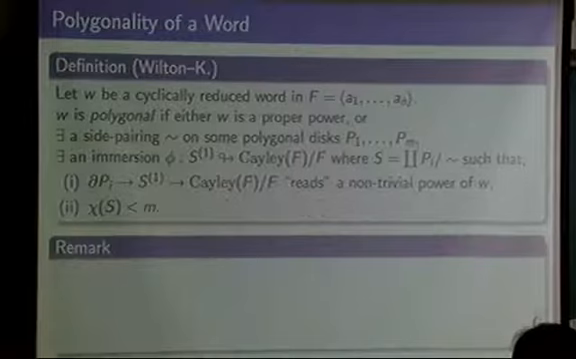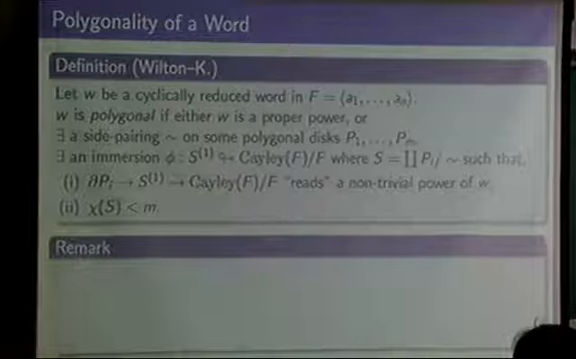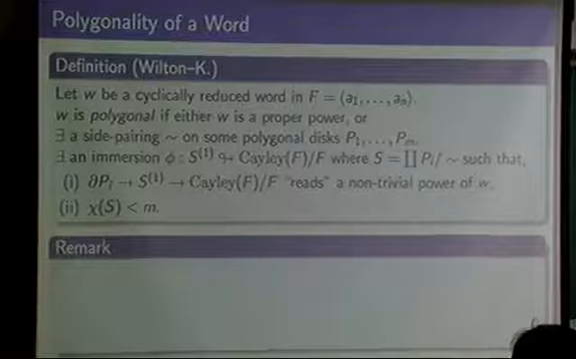So it took us 30 minutes to give this definition, which is actually very simple once you see it. And in some sense, it is a very natural notion, although it takes some time to get used to it. It is a very natural notion.